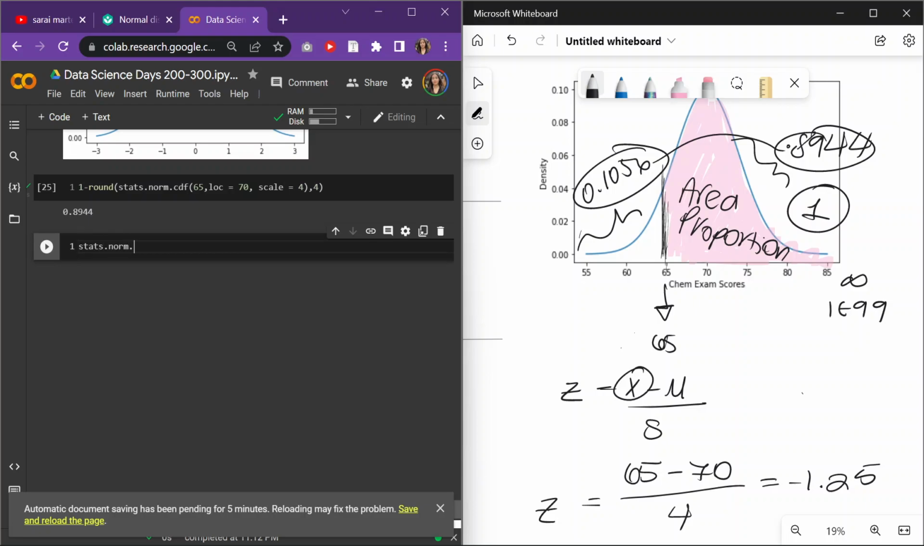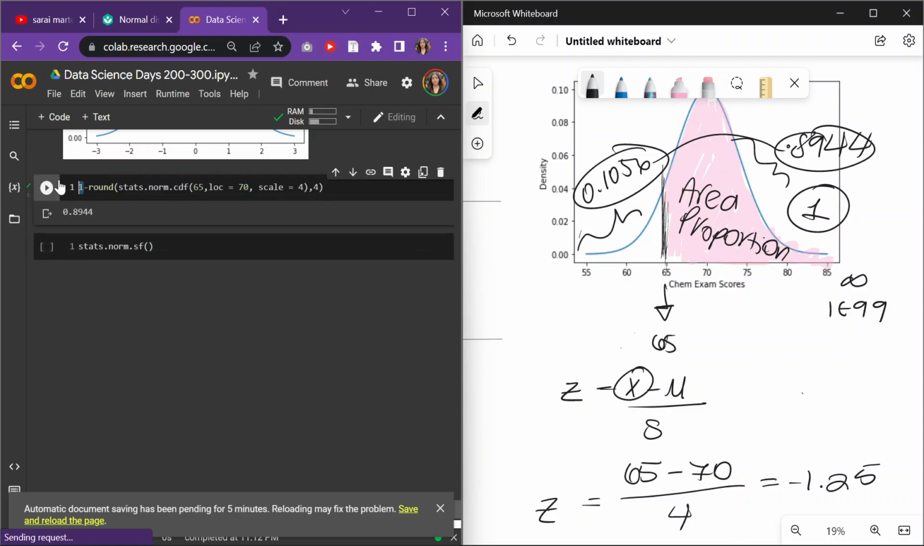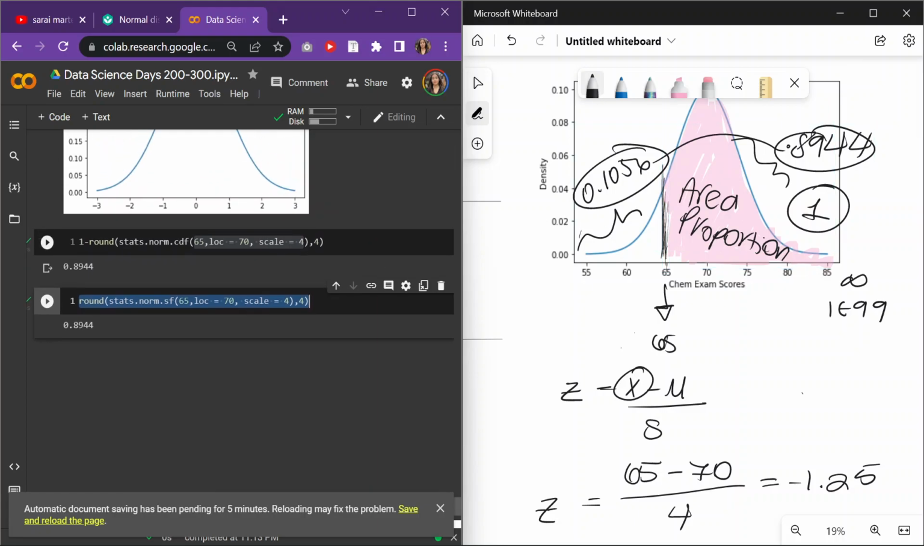Another way to do this is norm.sf. SF is the same thing as doing 1 minus CDF, so instead of having to do 1 minus blah blah blah, SF already does that for you. So you put in the same things: your point, which is 65, your loc, which is your mean, and scale, which is your standard deviation. Round your answer to 4 decimal places, and you should get the same answer. I feel like this is easier. So that's how you do it with a normal distribution.